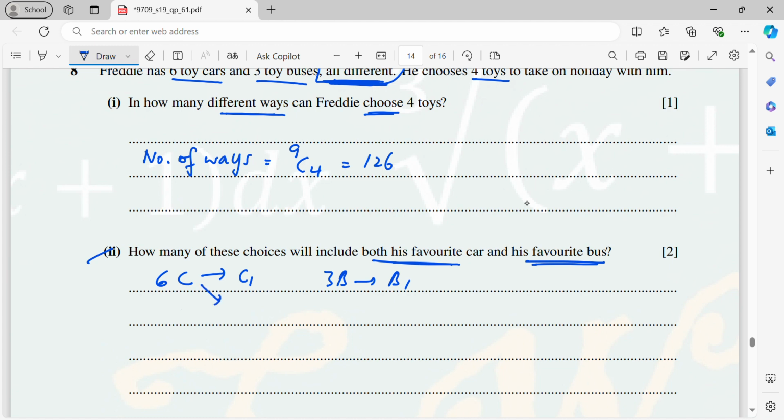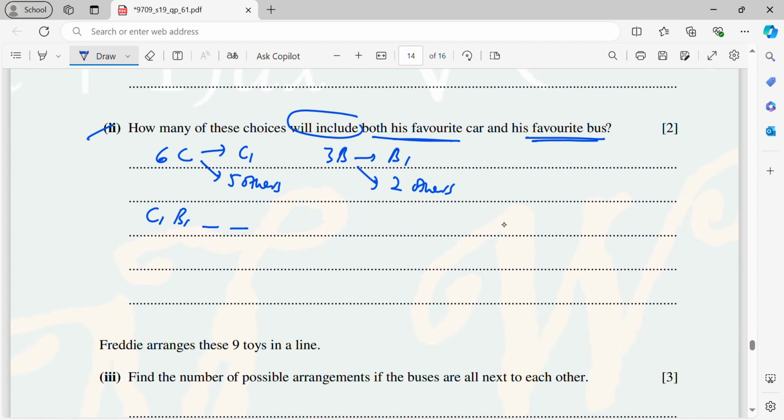That means now you have 5 other cars, and for the buses, you have 2 other buses. So the selection must include both C1 and B1. That means C1 and B1 are chosen, so you need to choose 2 more. These 2 more never mention whether they are both buses, both cars, or 1 bus and 1 car. Therefore, these 2 must be chosen from the total of the others.